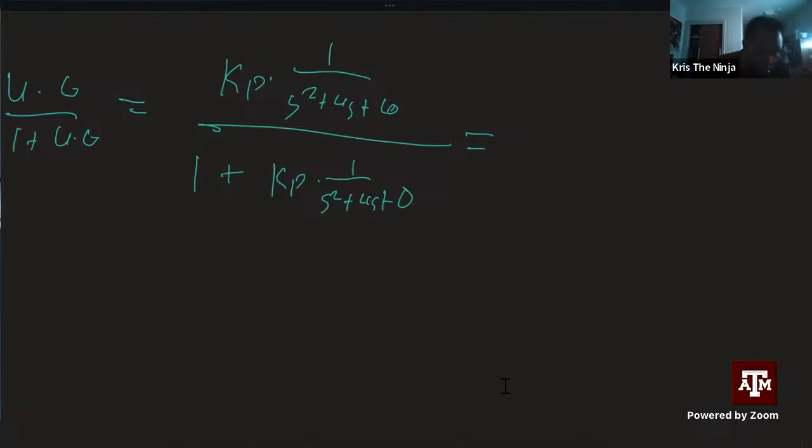We got Kp over s squared plus 4s plus 10 plus Kp. Look at that beauty right there. Look at how nice that looks. Looks a lot better than that ugly equation over there.